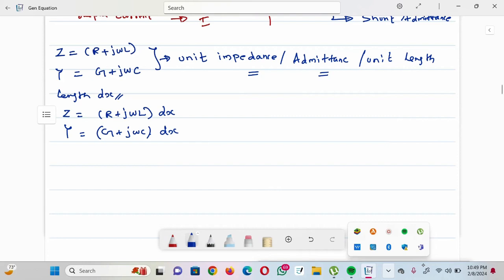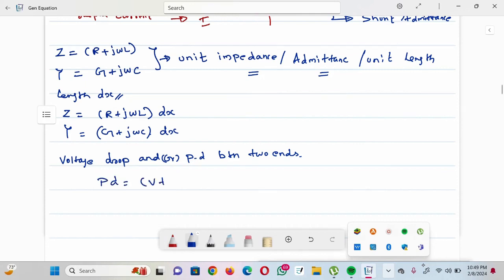Finally, what we are going to do is find the voltage drop or potential difference between the two ends. So what is the potential difference value? PD equals the potential difference between the two ends.